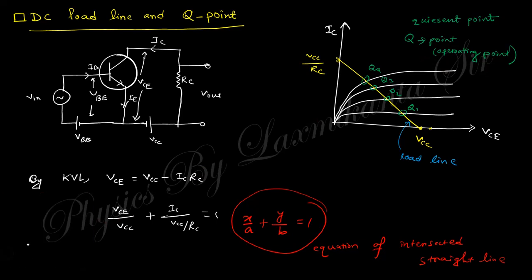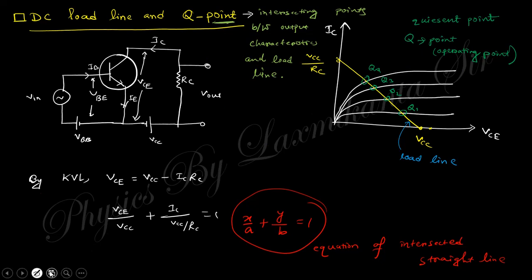So in short, the Q point is the intersecting point between the output characteristics and the load line. Sorry, yes, load line. No problem. The intersecting point between the output characteristic and the load line is known as the Q point or quiescent point or the operating point.